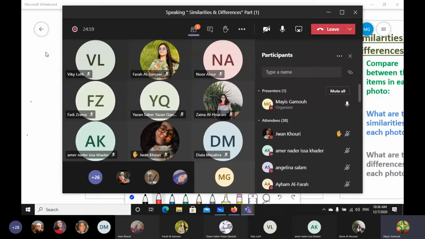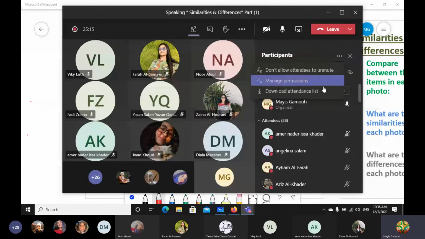Who can describe for me the second picture? The second photo. Yalla, I want to see hands.